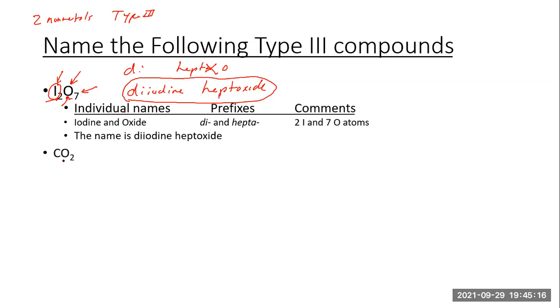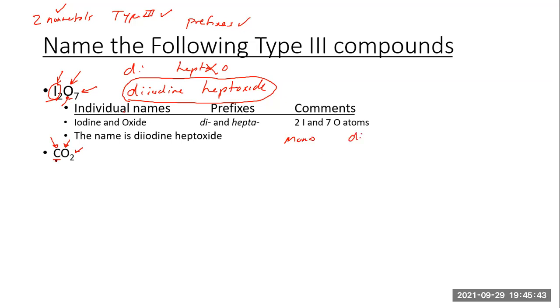Here we look at it, we see carbon, which is a nonmetal. We see oxygen, which is a nonmetal. Again, that tells us 2 nonmetals. That tells us type 3. That tells us prefixes is what we need. So here we have 1 carbon, 1 is mono. We have 2 oxygens, 2 is di.